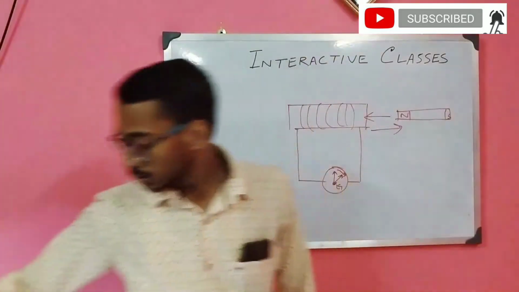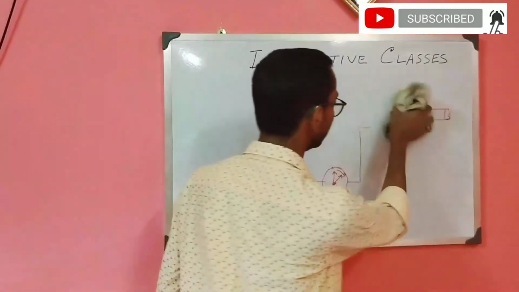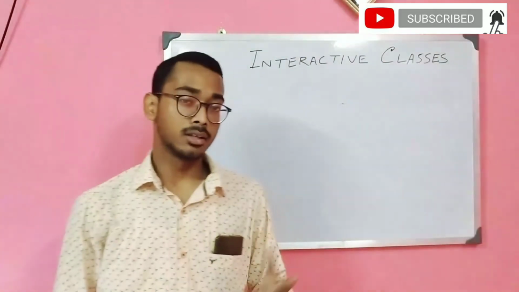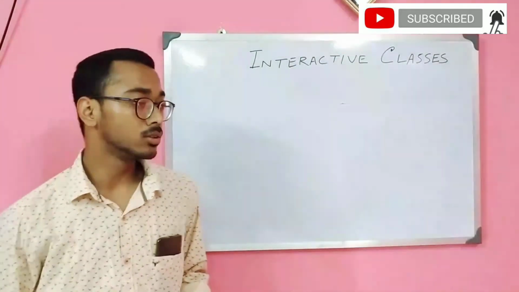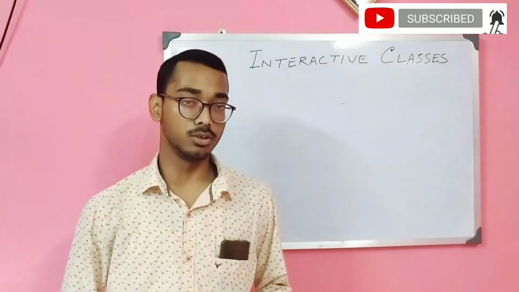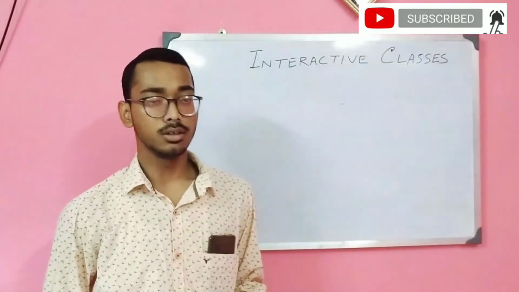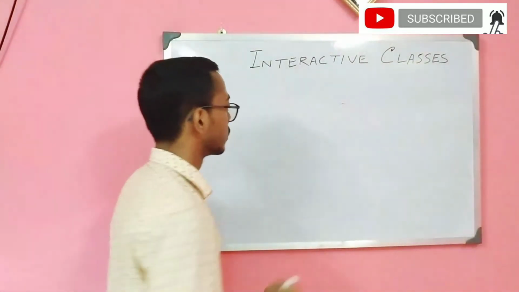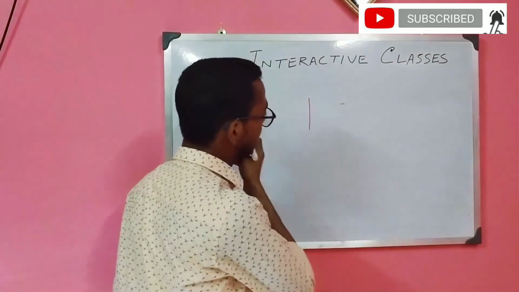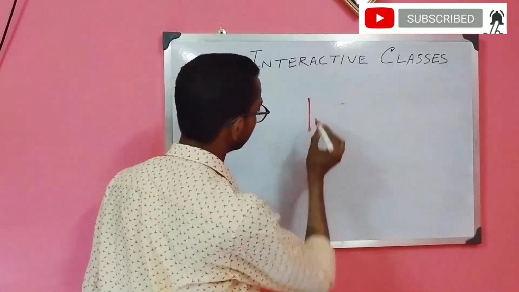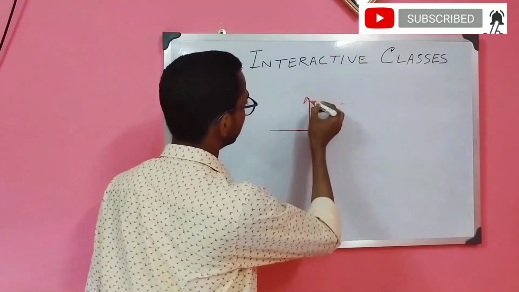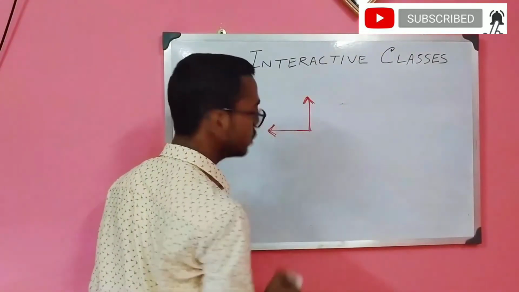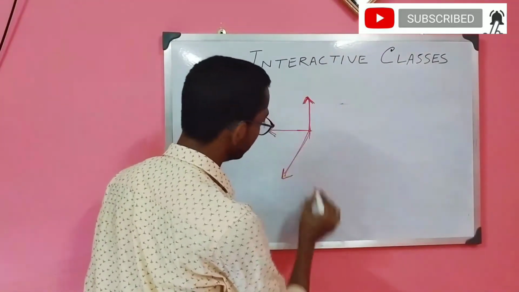So the next part is how to determine the direction of this induced current. Another renowned scientist, Fleming, proposed Fleming's right hand rule. In the previous videos we have learned Fleming's left hand rule. In this video we will learn about Fleming's right hand rule. So how does it work? Fleming's right hand rule says the motion of the conductor, the field and the induced current are mutually perpendicular to each other.